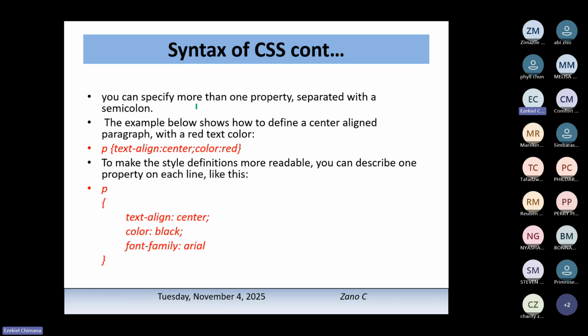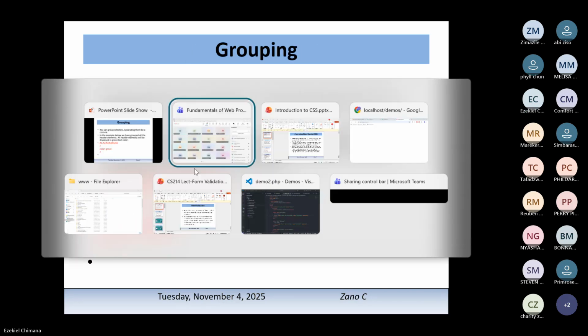You can specify more than one property separated with a semicolon. If you want more than one property, like here, we want to do text alignment and the color as well for a paragraph, you could do that by putting a semicolon after each, like what we do with C programming. You terminate after each line. To make the style definitions more readable, instead of writing it in one line, after a semicolon you jump a line, and then just terminate. That's how you make it more readable.